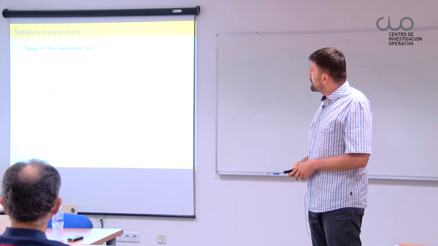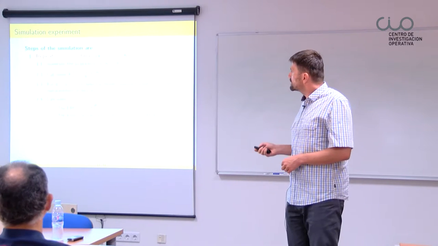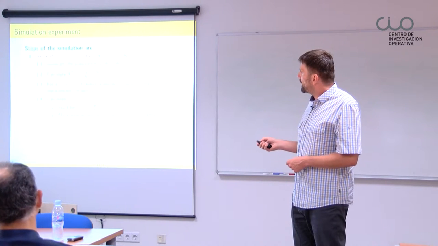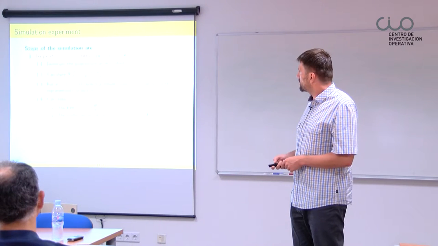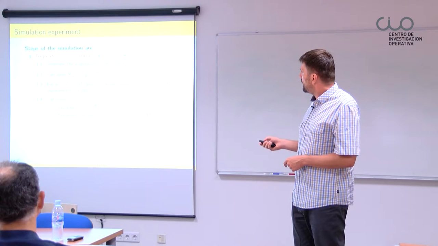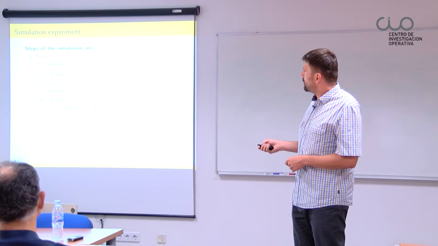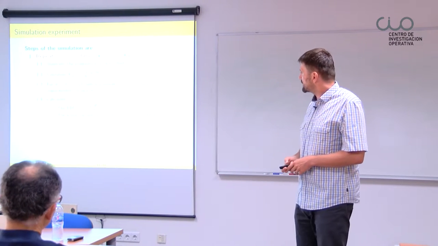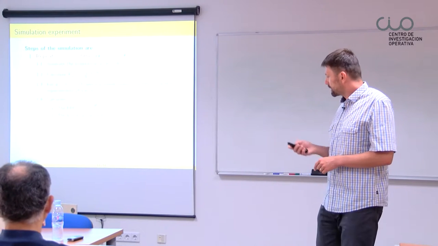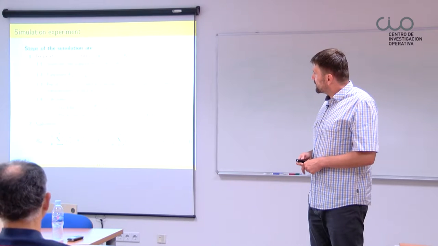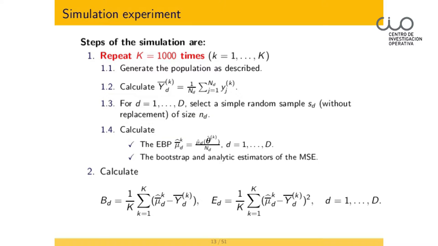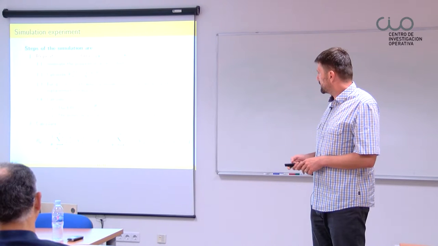The steps of the simulation experiment are the following. We repeat 1,000 times: generate the population, and calculate the true quantity, the true mean of the variable Y. Then we select a simple random sample, and we calculate the empirical best predictor of our quantity and the bootstrap and analytic estimators of the mean square error. And at the end, after 1,000 repetitions, we calculate the empirical bias, and the empirical mean square error of the empirical best predictor.